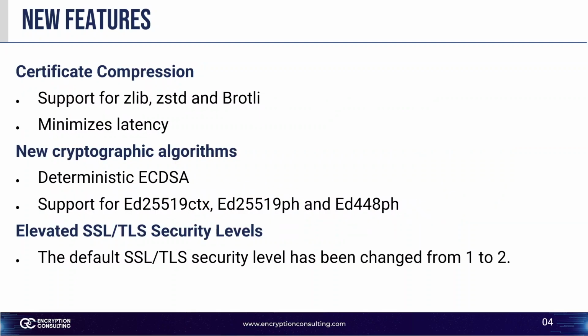Next we have certificate compression. The integration of certificate compression using zlib, brotli and zstandard in OpenSSL 3.2 has the potential to optimize the performance and efficiency of secure communications by reducing the latency. Compressing certificates minimizes the volume of data transmitted during the TLS handshake, resulting in decreased latency and faster connection setup times. This also leads to improved bandwidth usage.